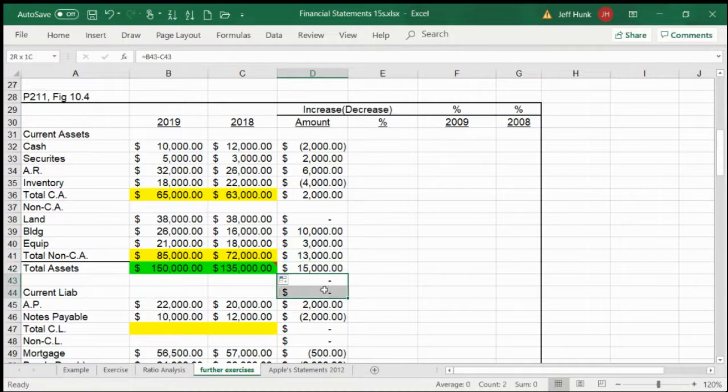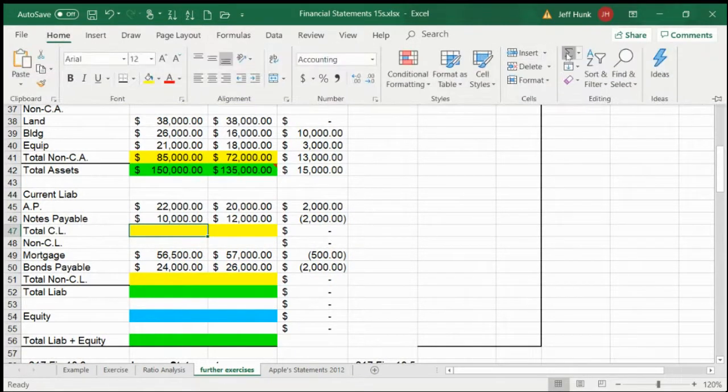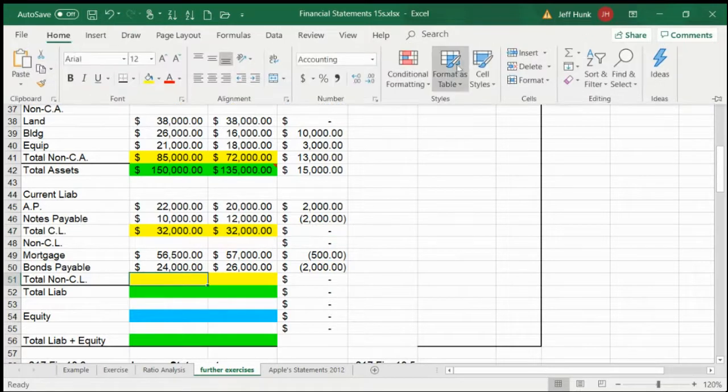We got that. And these two cells are blank. So no data there. You just take them out. And here we know current liabilities, total current liabilities. All you need to do is just auto sum. And there you go. There has been no change in total current liabilities. Now, non-current liabilities, we do the same.